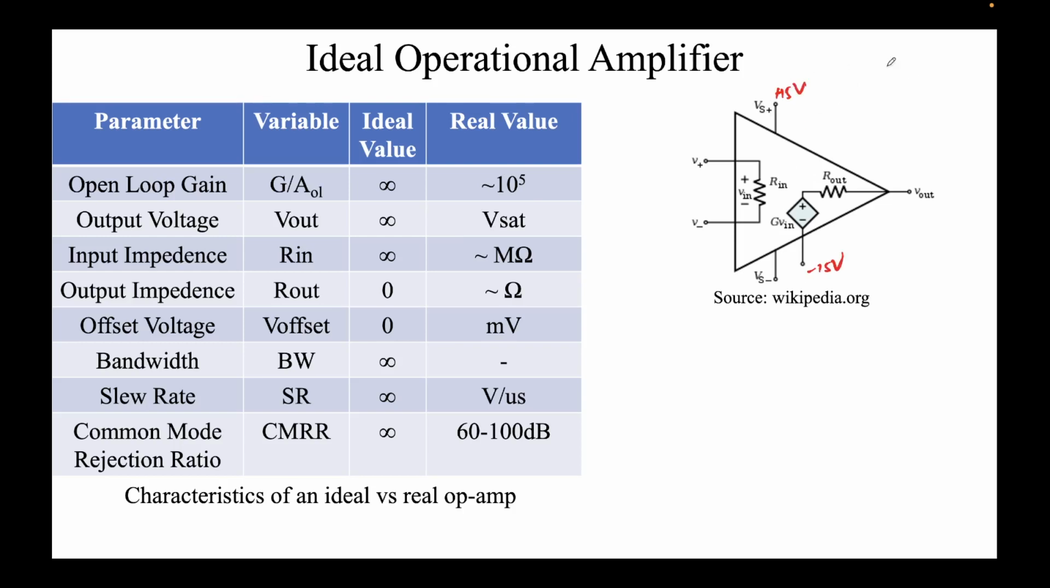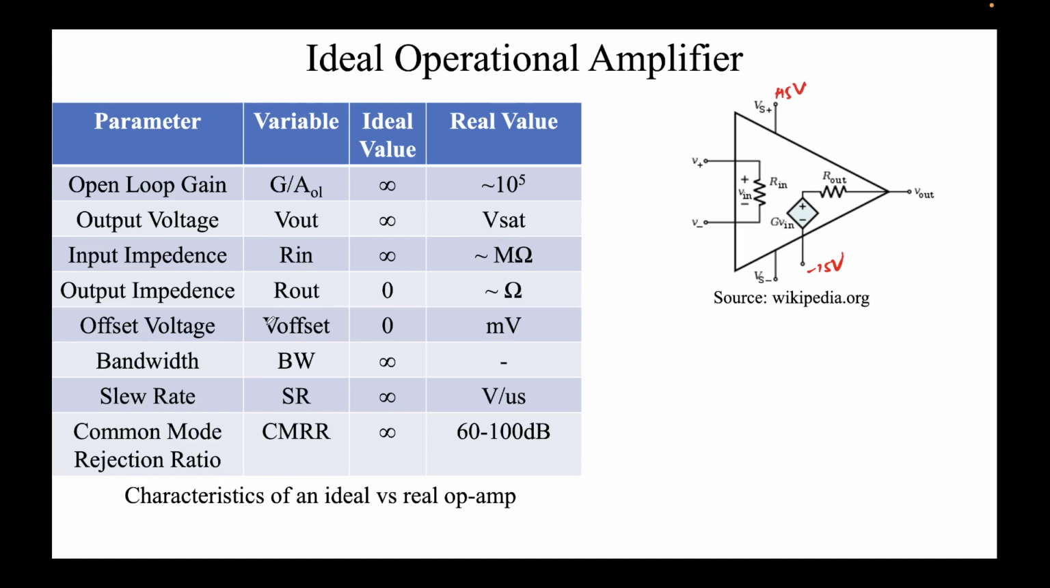So the output voltage cannot go higher than these voltages on the upside, and this is on the negative side. The input impedance, I told you, has to be infinity, right? But that's not the case. Real values are some mega ohms, which is good enough. Similarly, output impedance, by the way, this is the R out that I was talking about. Ideal value is 0. Real value is a few ohms, or if it's a very good design, maybe a few milliohms.